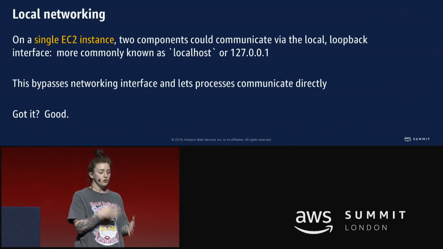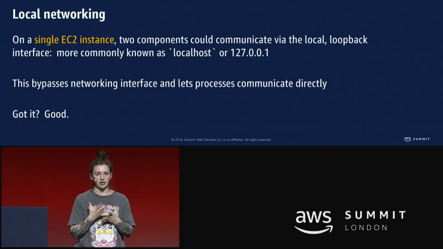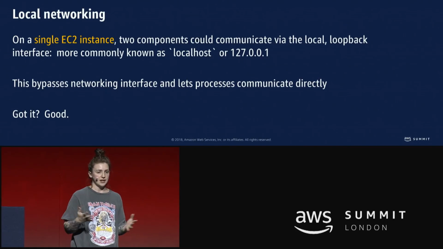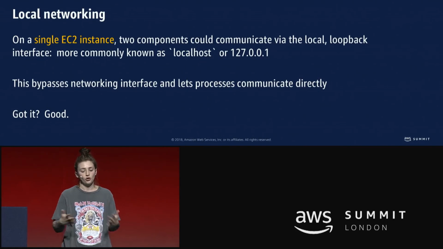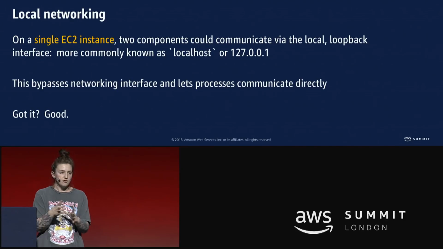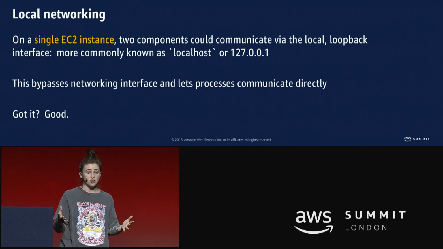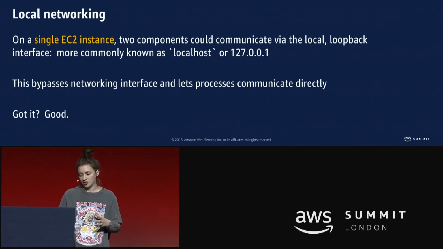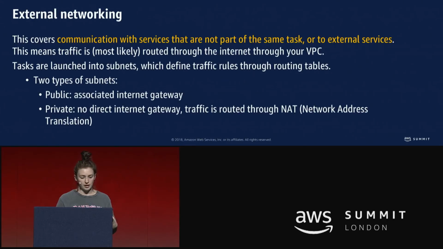Local networking means that on a single EC2 instance, two components can communicate with each other via the local loopback interface. So again, that's 127.0.0.1 or localhost. That means that you don't have to go through a networking interface like an ENI. You can just communicate directly on that host. So that's local networking. And we're going to talk about how that works in Fargate.